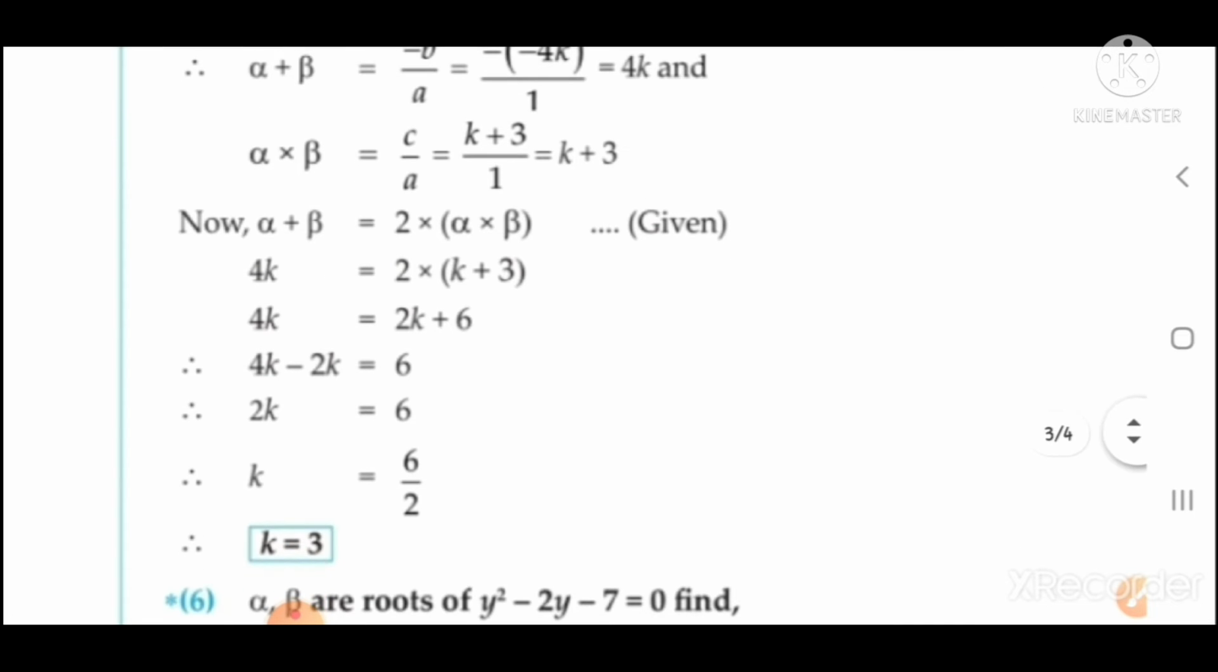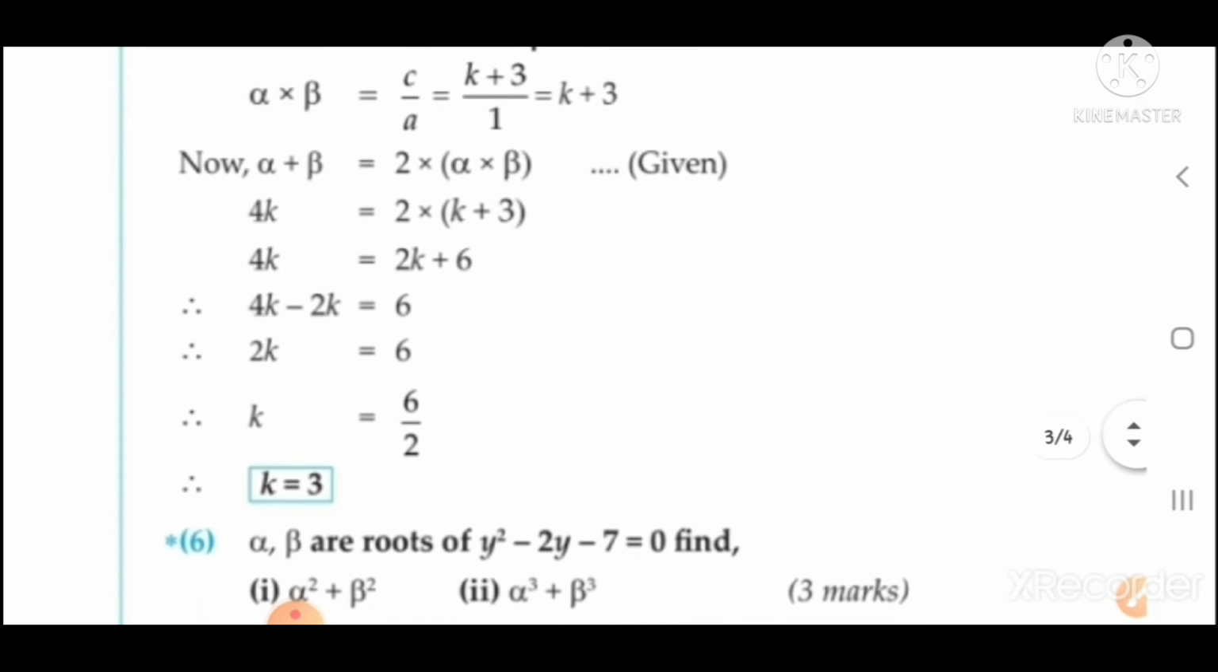So 4k is equal to, multiply this, 2 into k, 2k, plus 2 into 3 is 6. Now bring this 2k to the left hand side. So plus 2k on the right hand side becomes minus. So 4k minus 2k equal to 6. So 4k minus 2k becomes 2k equal to 6. Therefore k is equal to 6 upon 2. 2 will come in the denominator. So 6 upon 2 becomes what? 3. 2 1s are 2, 2 3s are 6. So k is equal to 3.